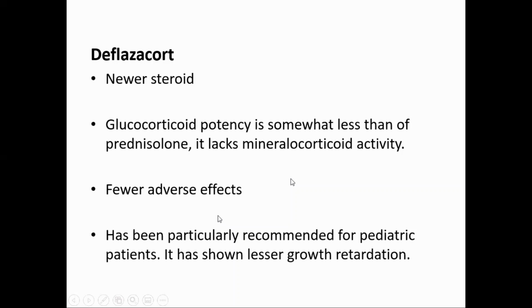So deflazacort, it is a neurosteroid, it is a glucocorticoid, and its glucocorticoid potency is somewhat less than that of prednisolone. It lacks mineralocorticoid activity. It has fewer adverse effects when compared to other glucocorticoids, which have a very high tendency of causing different adverse effects, and it is particularly recommended for pediatric patients, and it has shown lesser growth retardation if used in pediatric children.